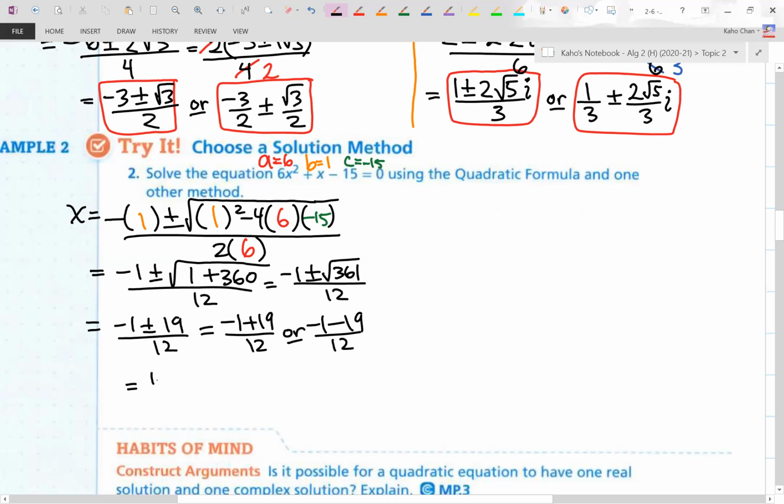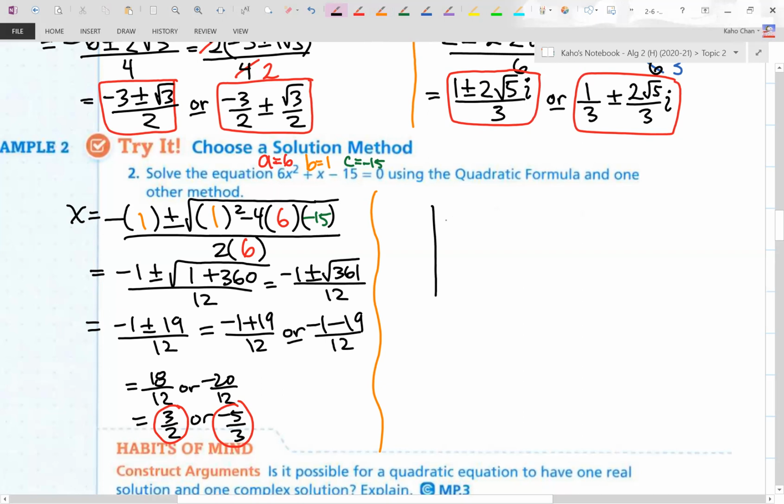So let's see, 18 twelfths or negative 20 twelfths. Let's reduce that. This gives me 3/2 or negative 5/3. Those are my two answers right there. That tells me that this particular problem can be solved using other methods that we've already learned. You guys ready to try that problem using the hybrid box method or the diamond method? Up to you guys. Here we go.